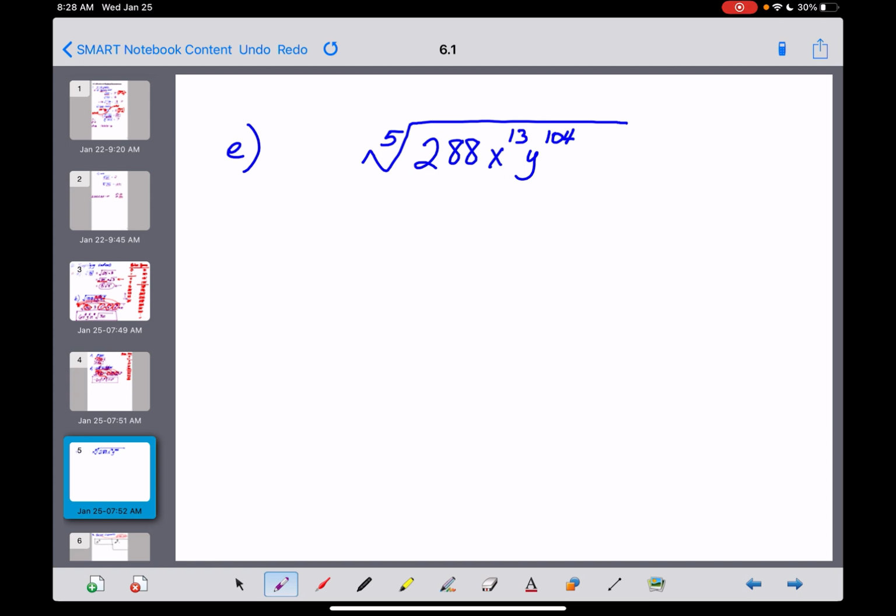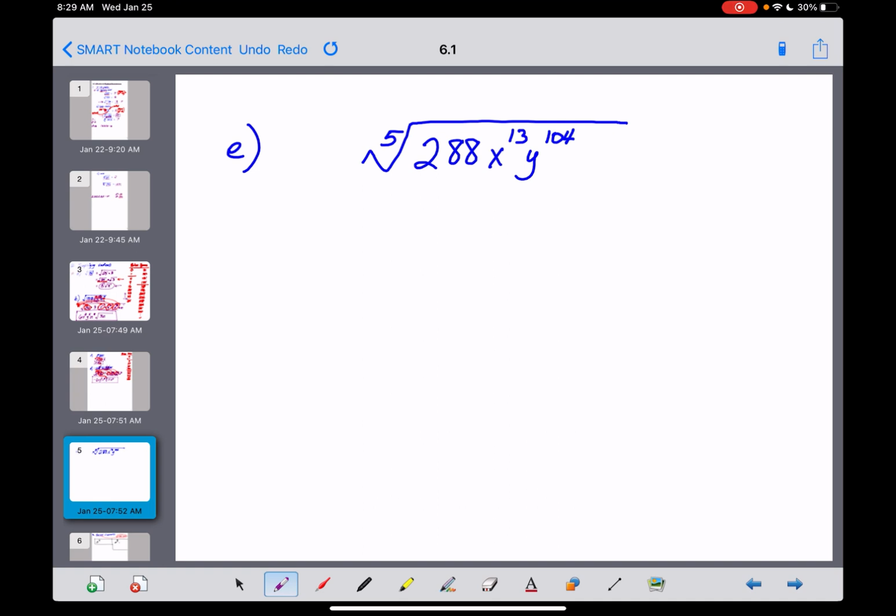So here you go. Let's do a 5th root, everybody, of 288 x to the 13th times y to the 104th power. Now, in the last couple of problems, we made a list of perfect squares. Then we went back and made a list of perfect cubes. Later on in class, we'll talk about perfect fifths.